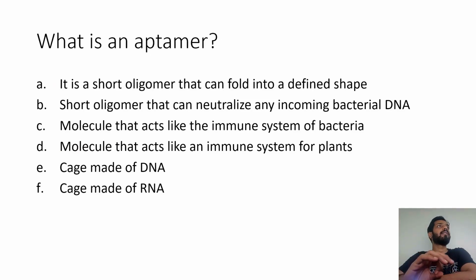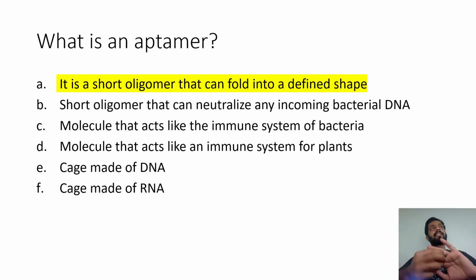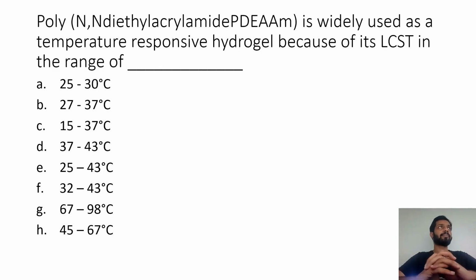So they start shrinking at lower temperatures. Okay. What is an aptamer? It is a short oligomer that can fold into defined shapes. So option A. Yeah, aptamers are basically oligomer sequences that can fold into predefined shapes, right? You can create very beautiful origami-like shapes with aptamers.